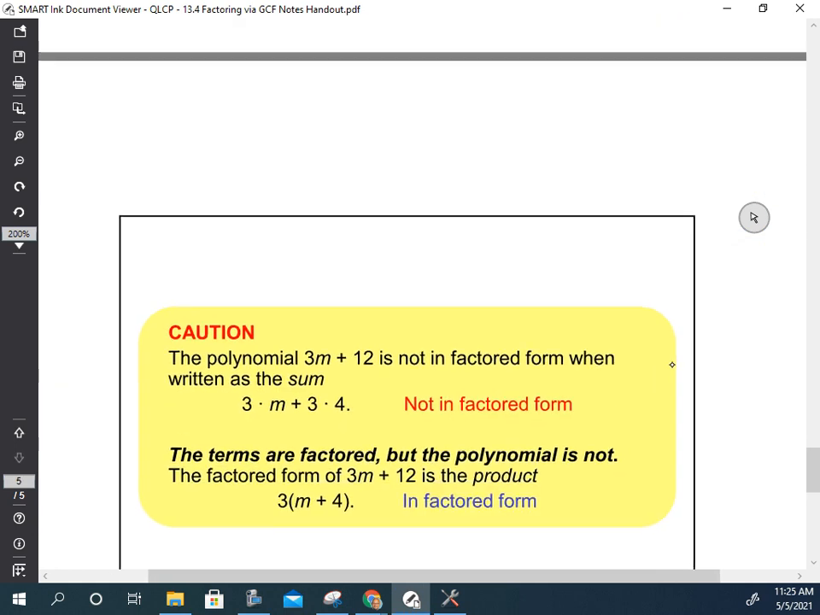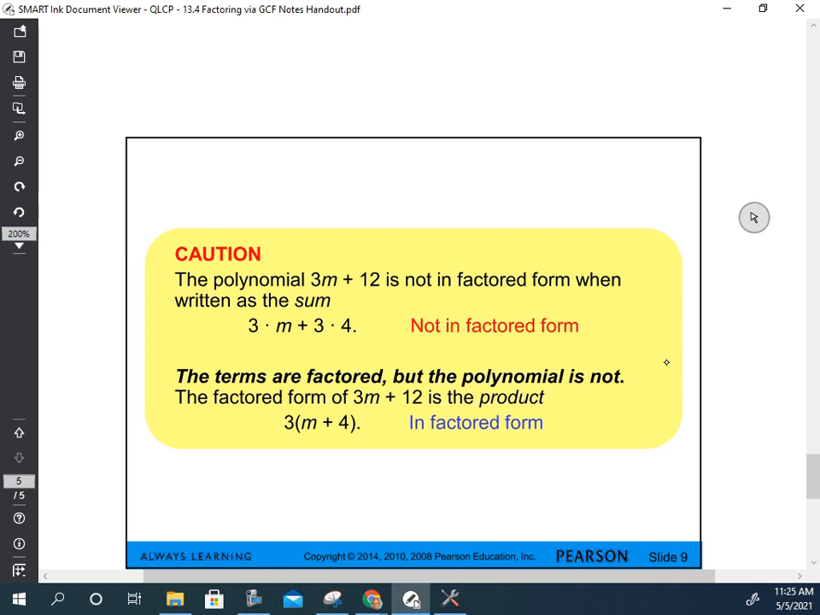Just a word of caution as we get ready to finish up brainstorming factor. When you factor something, factoring is putting it back as multiplication. So if you are factoring 3m plus 12, 3 times m plus 3 times 4, that's not factored. That's not in factored form.